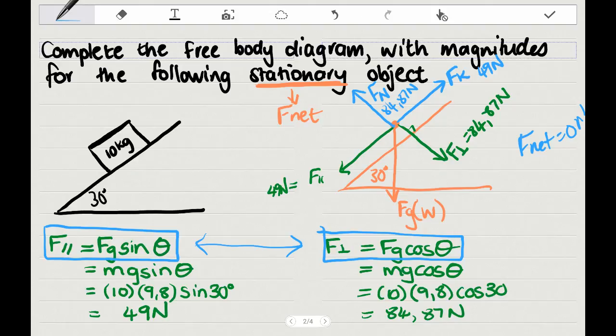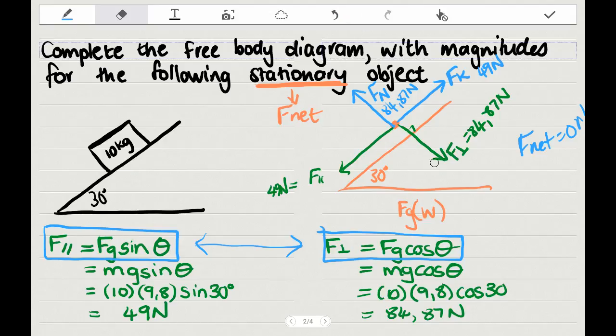The second thing I should point out is that if you are drawing a free body diagram, you are either drawing the components of gravity, or you're drawing the gravitational force. In other words, you cannot have all three of these lines. So for this to be correct, you can remove that. Okay?